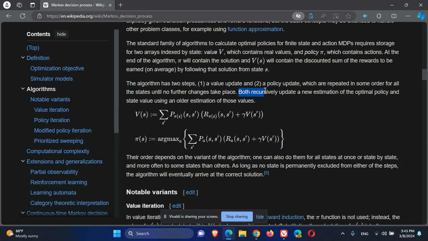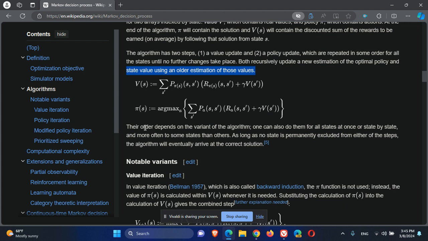Both recursively update a new estimation of the optimal policy and state value using an order estimation of the values. Their order depends on the variant of the algorithm. One can also do them for all states at once or state by state, and more often to some states than others. As long as no state is permanently excluded from either of the steps, the algorithm will eventually arrive at the correct solution. מה שאומר שאפשר לעשות את זה במקביל, על כל מיני מצבים יותר ופחות.